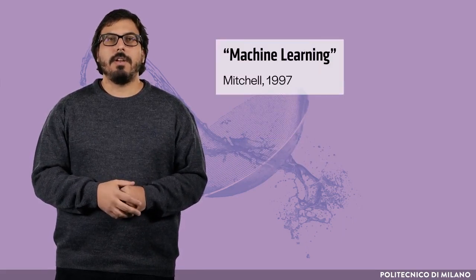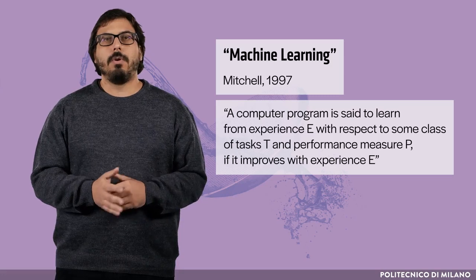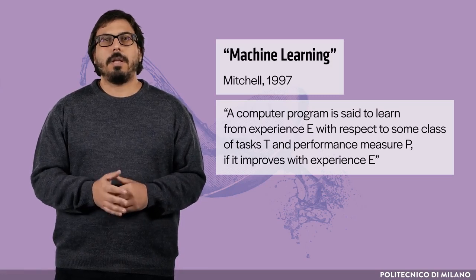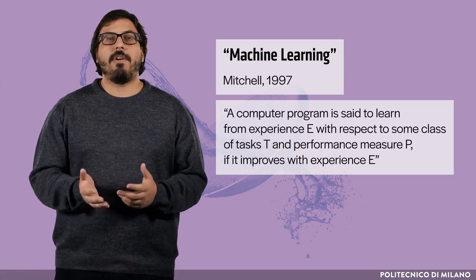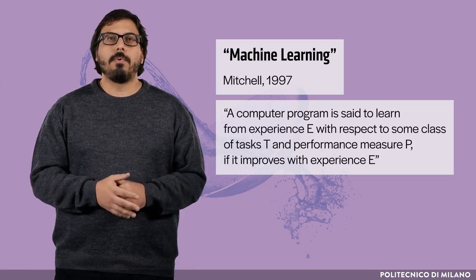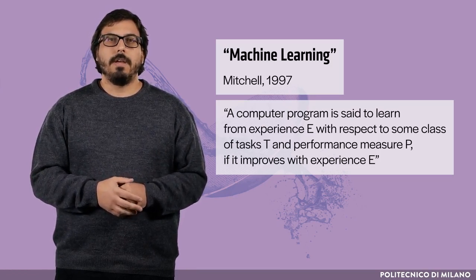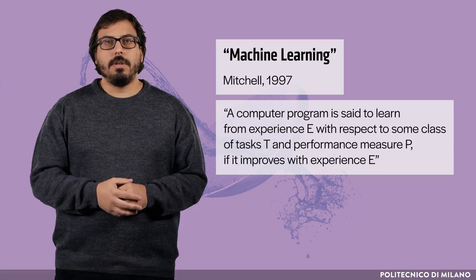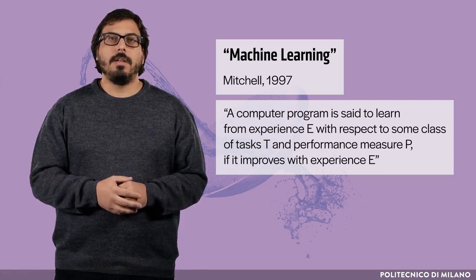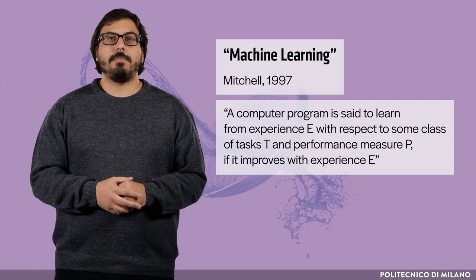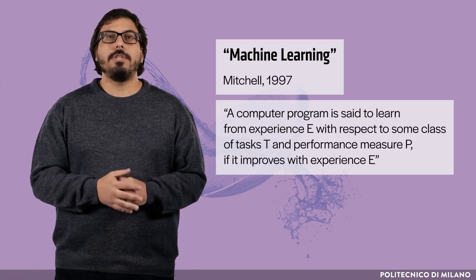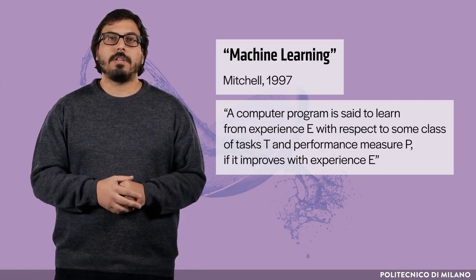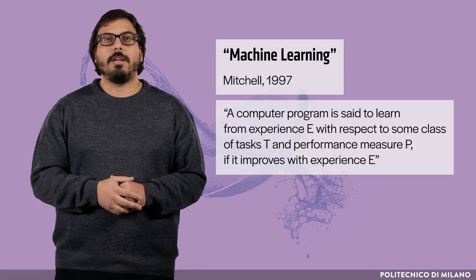Citing the foundational book by Mitchell in 1997, a computer program is said to learn from experience E with respect to some class of tasks T, and performance measure P, if its performance at tasks in T, as measured by P, improves with experience E. In this definition, the focus should be given to the experience, i.e., the data coming from a specific process or setting, which is used to improve the capabilities to discriminate and decide by an automatic agent.